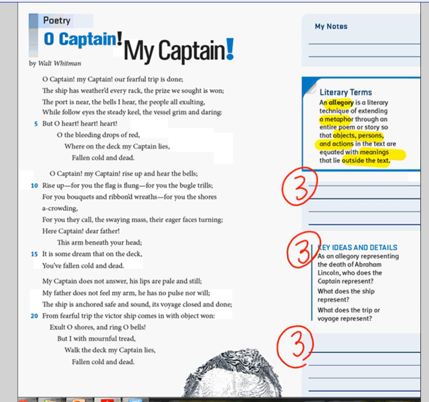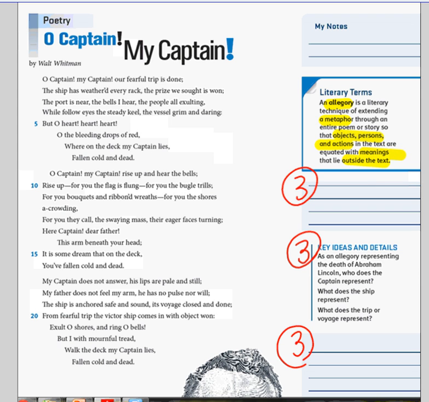"The port is near. The bells are here. The people all exulting. While all eyes, the steady keel, the vessel grim and daring. But oh heart, heart, heart, oh bleeding drops of red, where on the deck my captain lies, fallen cold and dead."